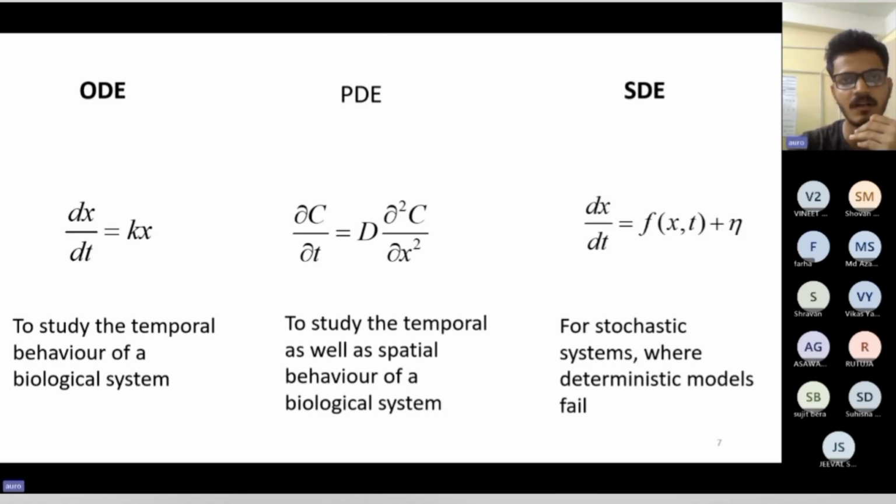The third type of differential equation is the stochastic differential equation. It is used when our system is stochastic, as we discussed. If it is not deterministic, then we add a noise term to represent the stochasticity, and then we model the system so that it will represent those systems better than these deterministic models.